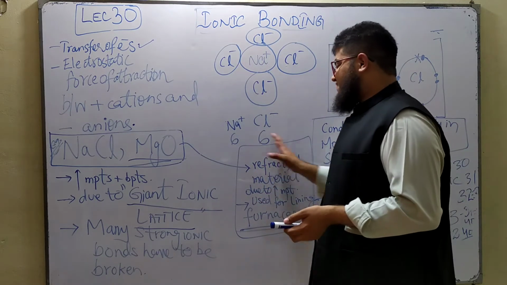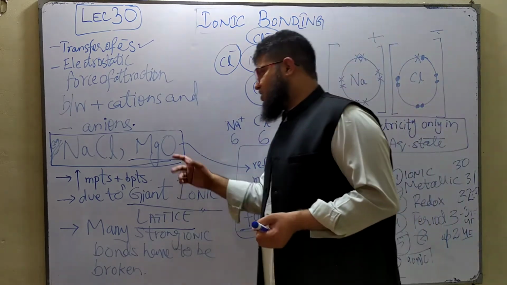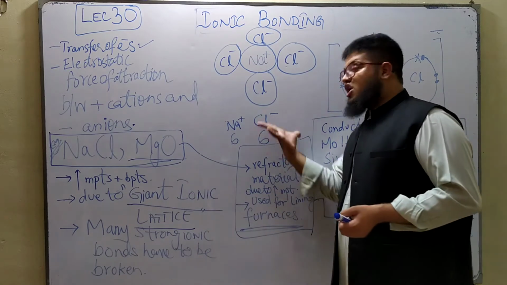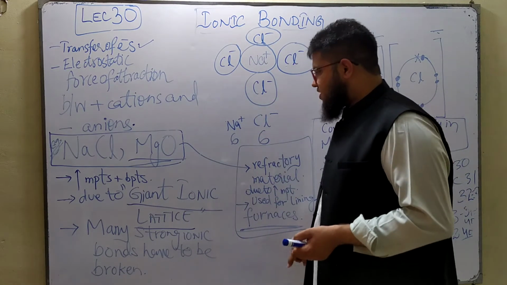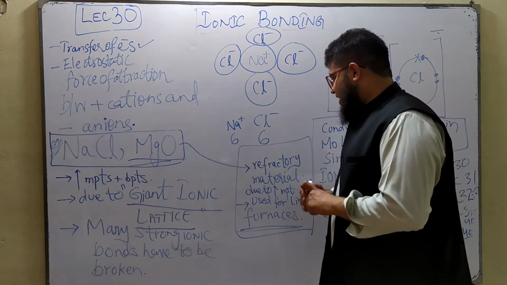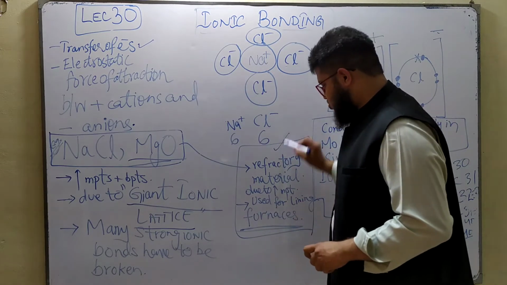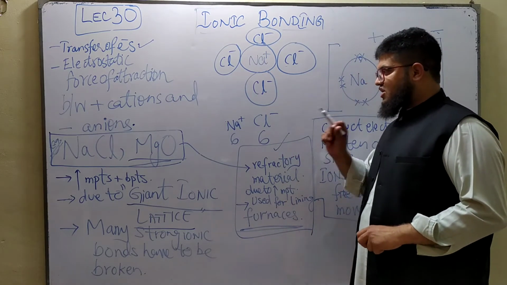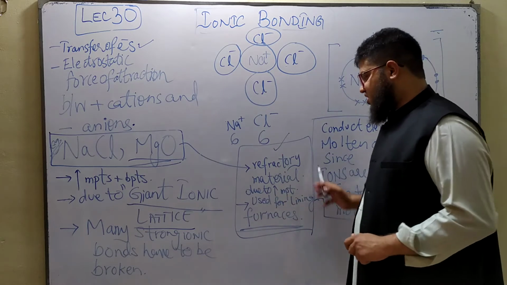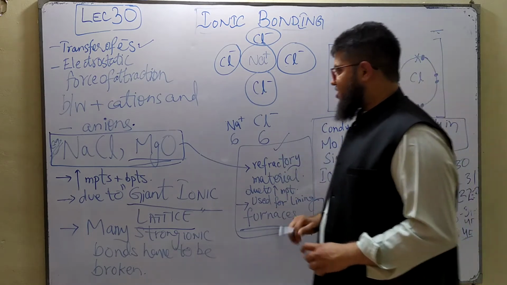Similarly, refractory bricks can also be made using magnesium oxide. I would want you guys to learn these uses. These uses must be learned very nicely, because this is a very important portion of your exams. Magnesium oxide is used as a refractory material, and it is used for lining furnaces.